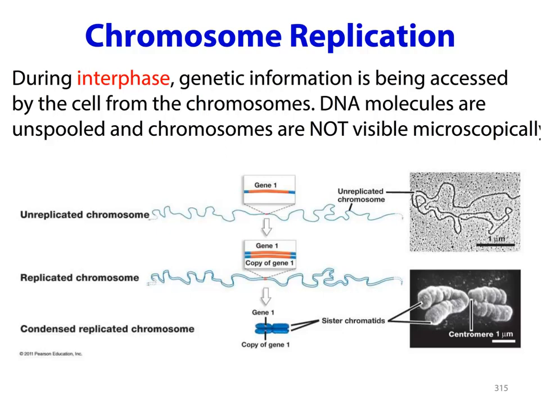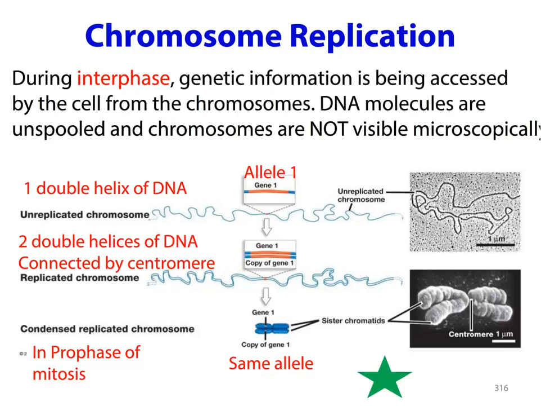Just realize that genetic information is being used during interphase. That's why you can't see it, and it's not until the next stage that you actually can. Okay, other bits of useful information. Oh, look, a green star. If you have an unreplicated chromosome, that is one double helix of DNA.